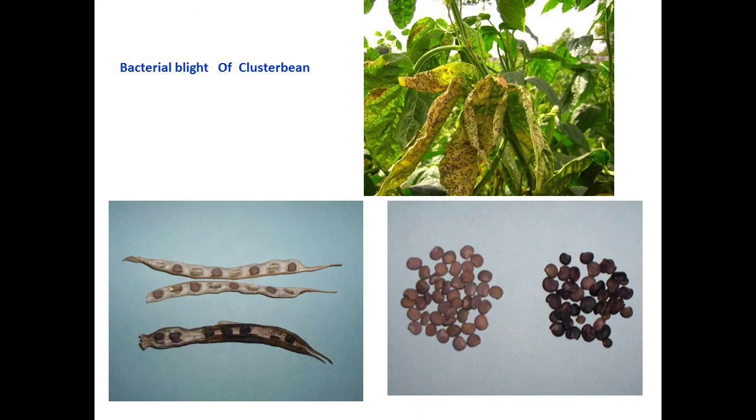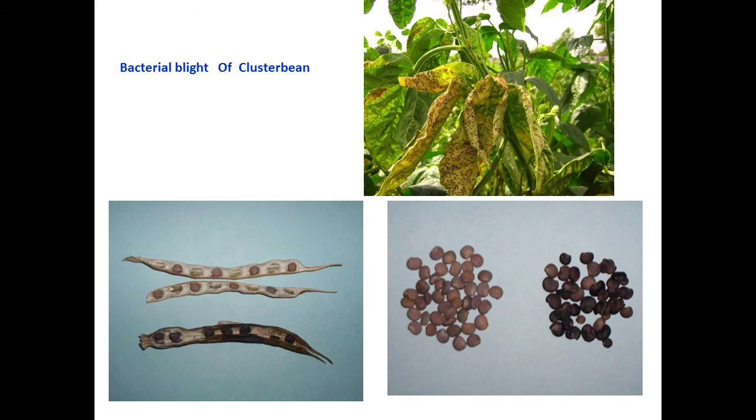This bacterial blight pathogen is gram-negative, rod-shaped, singly or in pairs, capsulated, motile with a single polar flagellum. These are some microscopic characters of this bacteria. This bacteria is seed-borne and it is spread to new areas by infected seeds only. That is, contaminated seeds are responsible for spreading of this disease.